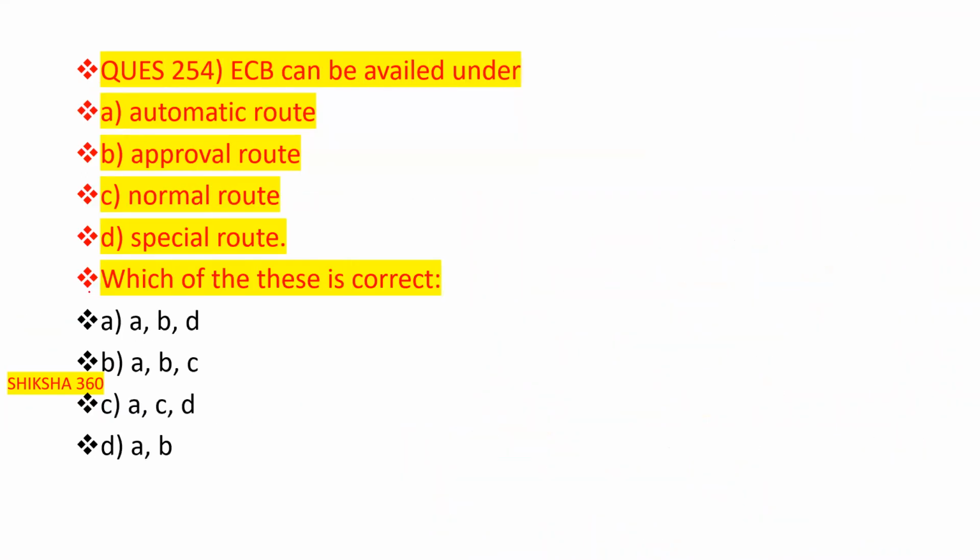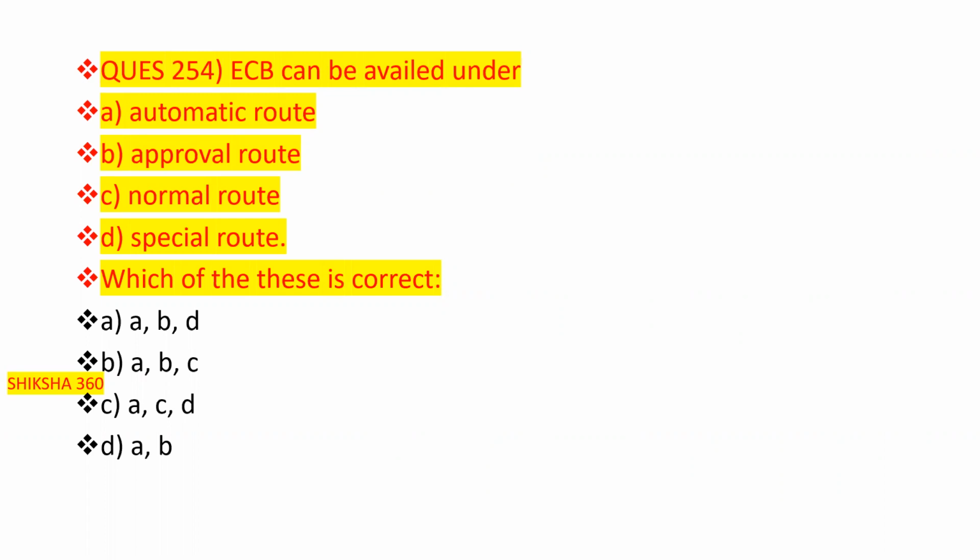Now move to the next question. ECB, external commercial borrowing. Basically, ECB can be availed under which route? Automatic route, approval route, normal route, or special route.